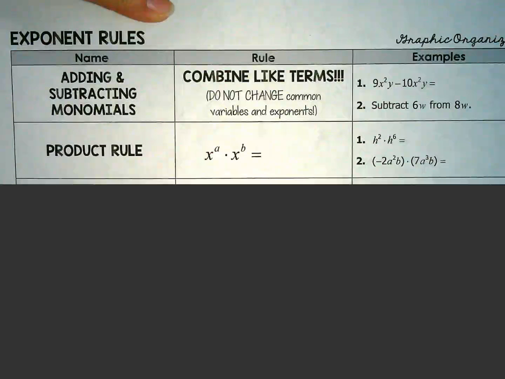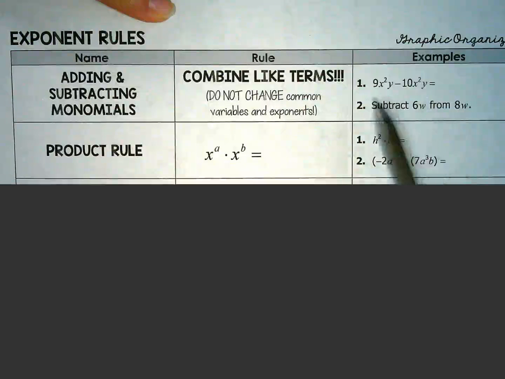All right, so today we're going to be looking at the first two lines of our exponent rules graphic organizer. So the very first line that we have, which is adding and subtracting monomials, is really what we've all called, all year long, combining like terms. So when we do this, we don't change any of the common variables or the exponents. What we're doing is taking it as a group.